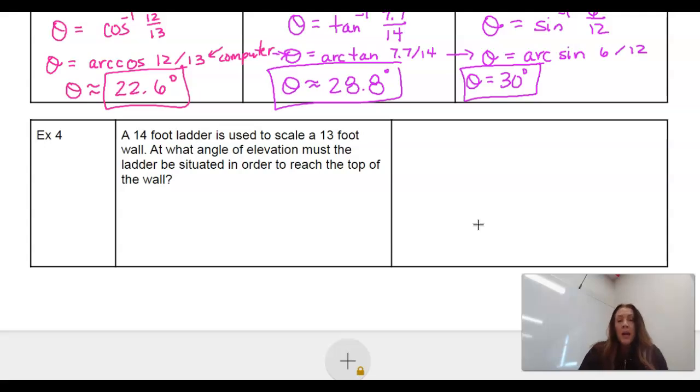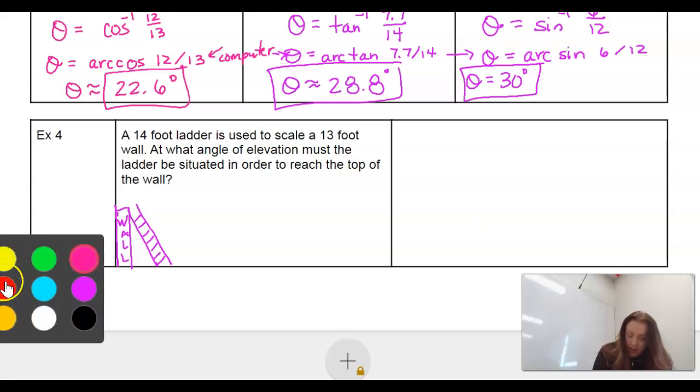All right, example number 4. Once again, we're going to have some applications. I always draw a picture, so get out some scratch paper on your student practice. On your quiz, show me what you're drawing. But we've got a 14-foot ladder, and it's used to scale a 13-foot wall. So I'm going to think, oh, here's a wall, because that's what walls look like. At what angle of elevation, so remember elevation was looking up, must the ladder be situated to reach the top of the wall? So I'm going to draw my ladder.